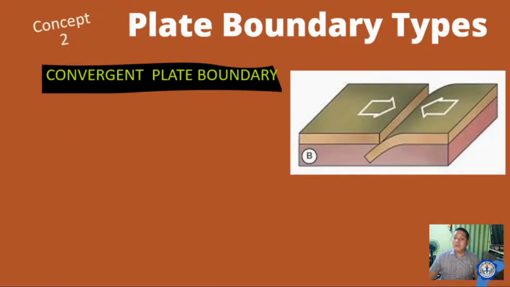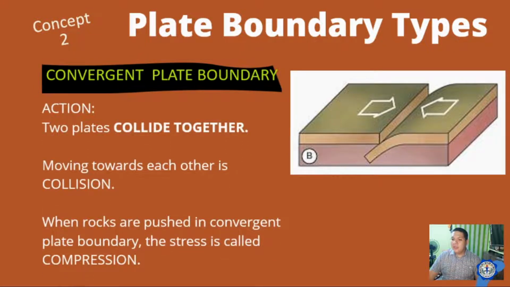Next, we have convergent plate boundary. As what you can see in the illustration, the plates in the left and the right converge to one another. In this type of plate boundary, two plates collide together or they move towards each other, or what we call as the collision process. And when rocks are pushed in convergent plate boundary, the stress is called compression.